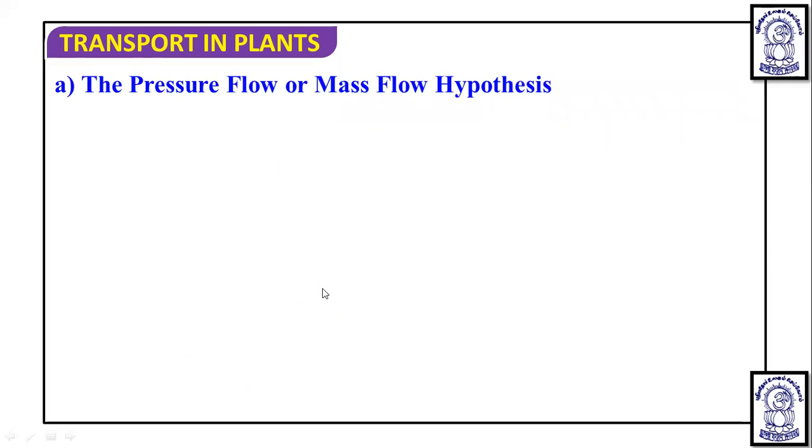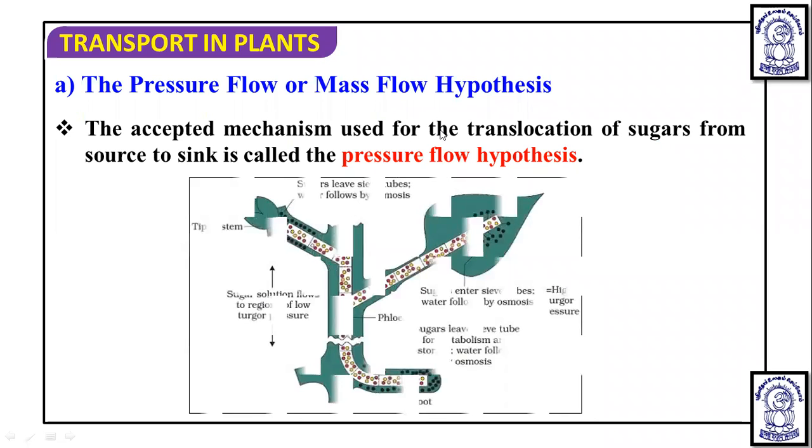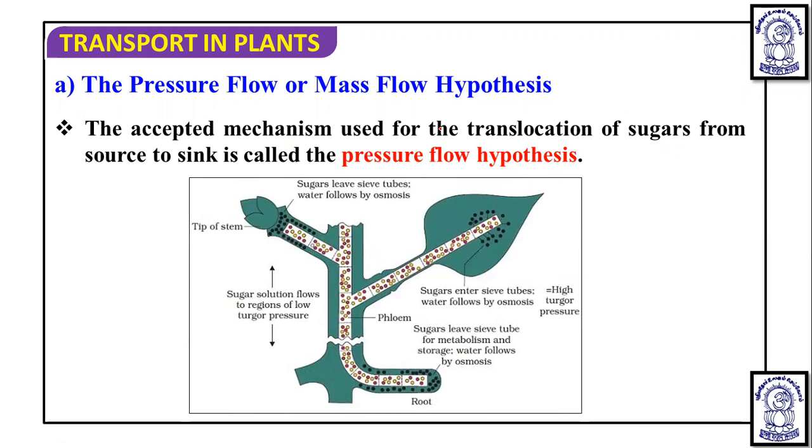So for the transport of food, or phloem transport, the pressure flow hypothesis or mass flow hypothesis was explained, and it is considered the accepted mechanism for the translocation of sugar from source to sink. It is called the pressure flow hypothesis. The most accepted mechanism for translocation of sugar from source to sink is explained in this pressure flow or mass flow hypothesis. And you can see this is the NCERT diagram which is explaining this pressure flow hypothesis.